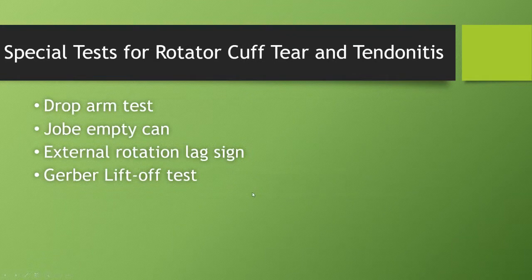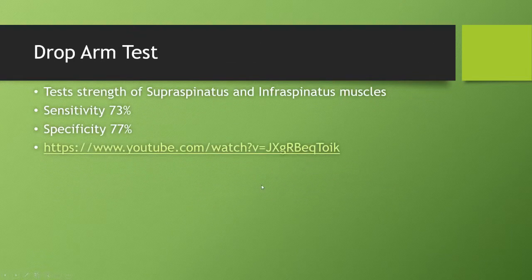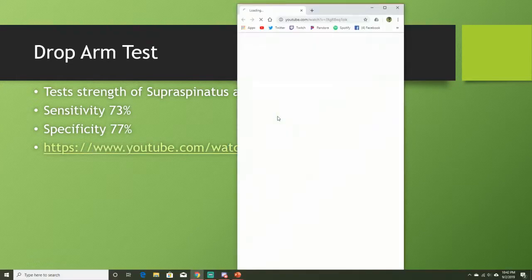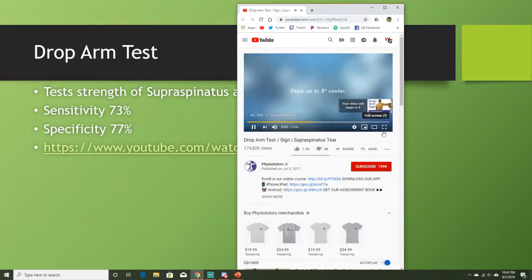So some special tests to test if you have a rotator cuff tear or not: the drop arm test, the Jobe empty can test, external rotation lag sign, or Gerber lift-off test. So the drop arm test tests the strength of the supraspinatus and infraspinatus muscles, has a sensitivity of 73% and a specificity of 77%. And we will watch a video on how to perform this test right after this ad.